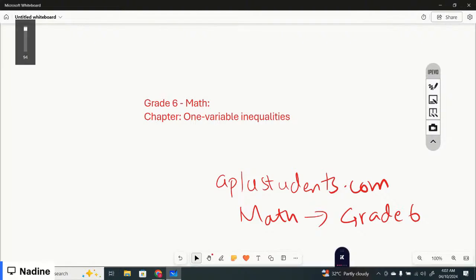Grade 8 language session or math session. I think today is grade 8 maths or language.